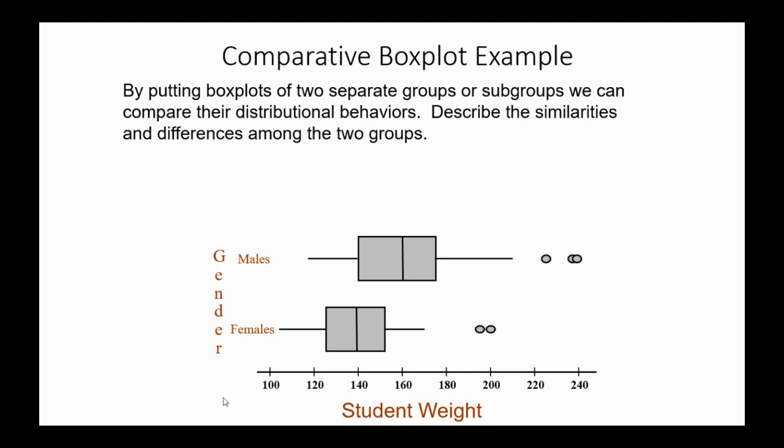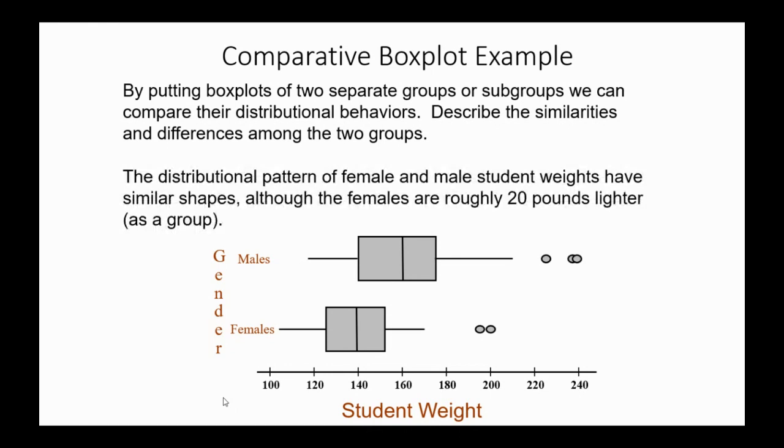So shape-wise, they're about the same, but as a whole, what can we say about female weights versus male weights? They're lower. About 20 pounds lower as a whole. So that's what that says. The distribution pattern of female and male student weights have similar shapes, although females are roughly 20 pounds lighter as a group.